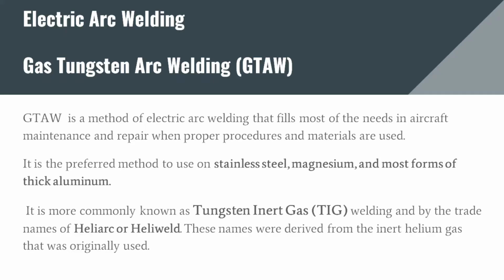Gas tungsten arc welding. Gas tungsten arc welding is a method of electric arc welding that fills most of the needs in aircraft maintenance and repair when proper procedures and materials are used. It is the preferred method to use on stainless steel, magnesium, and most forms of thick aluminum. It is more commonly known as tungsten inert gas welding and by the trade names of heliarc or heli-weld. These names were derived from the inert helium gas that was originally used.